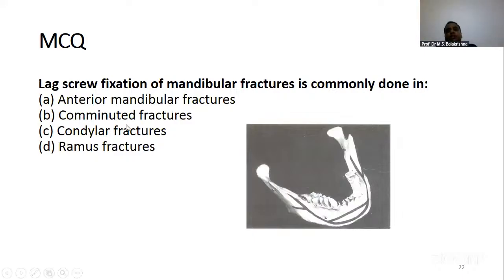Next question. Lag screw fixation of mandibular fracture is commonly done in. Right, so this is the same. This is Champy's osteosynthesis line, what you are seeing here, and the explanation I have just given you. The lag screw fixation is generally done in simple oblique fractures. Excellent compression, and in technically demanding cases, you do this. So basically, your anterior mandible fractures here, all lag screws you can give here. So option A is the answer.